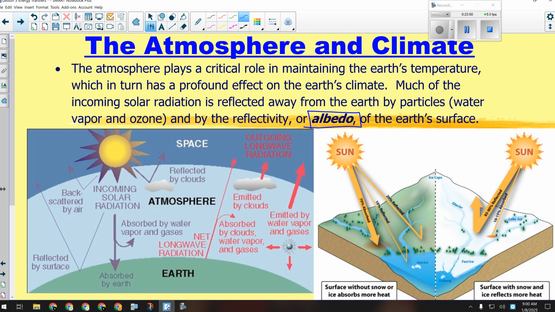All right, so looking at this diagram here, incoming solar radiation hits the Earth's surface, bounces off, and a lot of it gets backscattered.